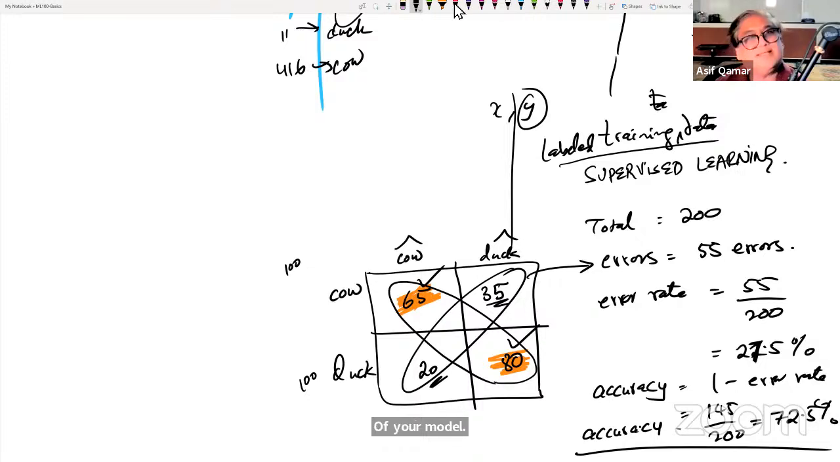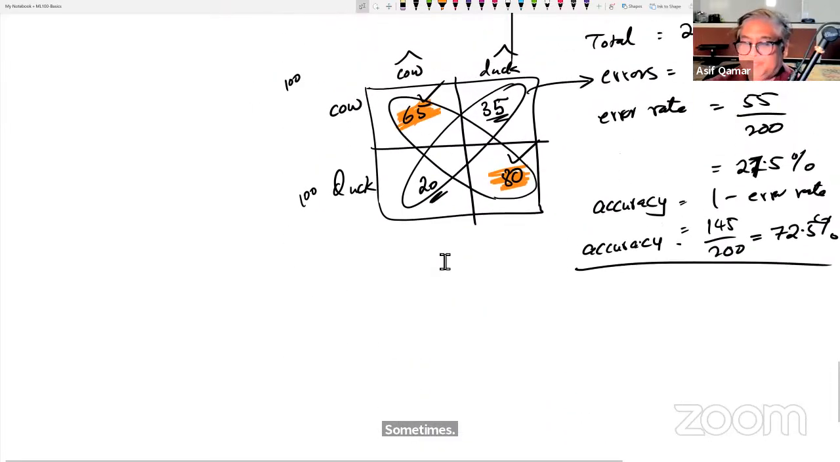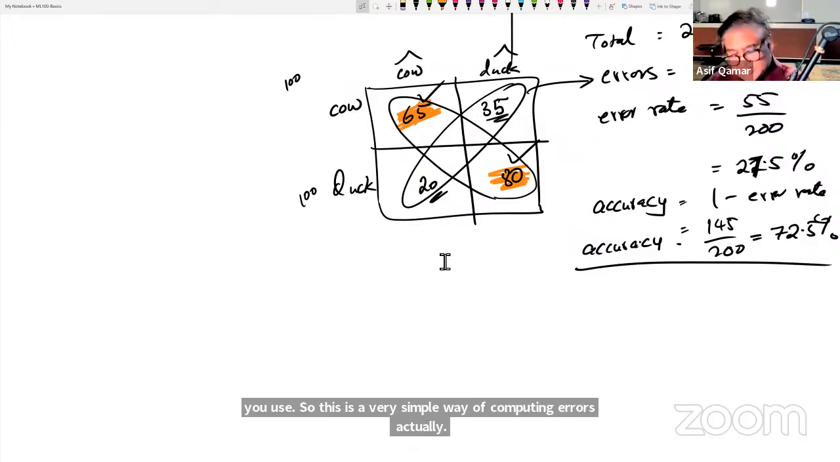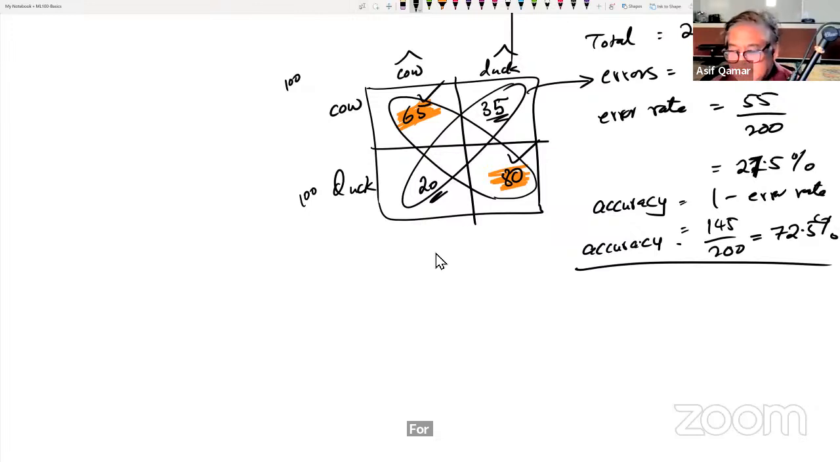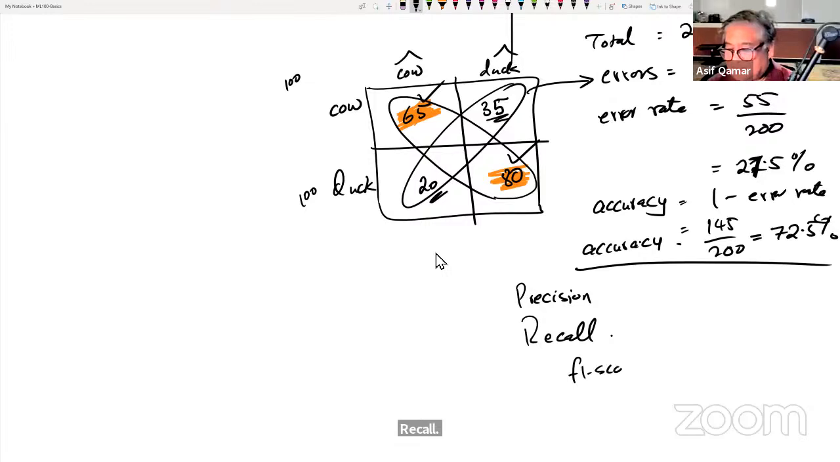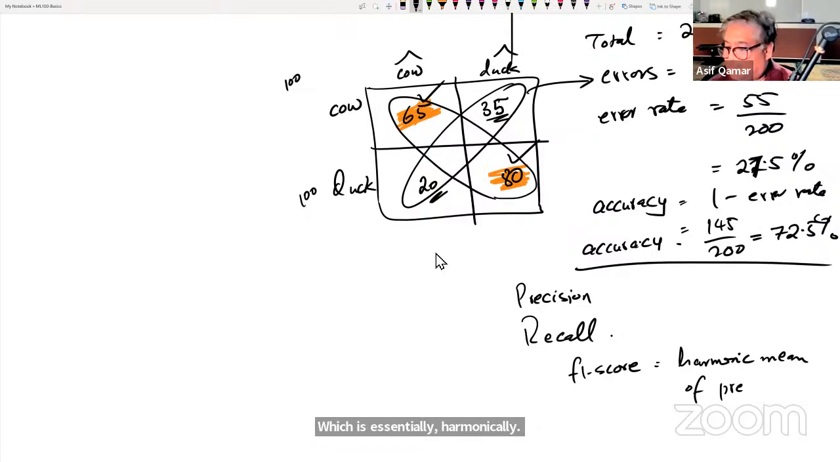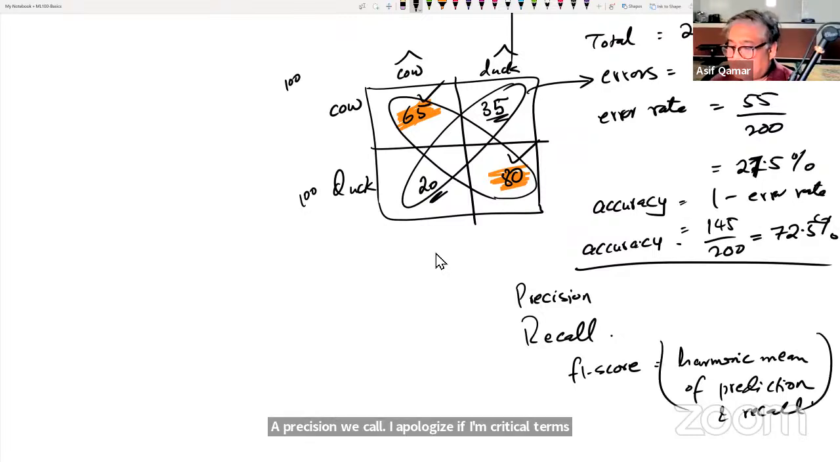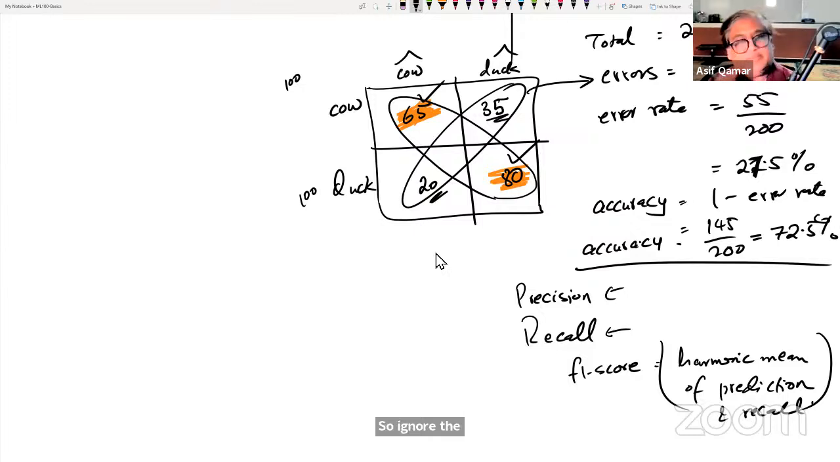Are we making sense? But sometimes it matters. There are other measures that you use. So this is a very simple way of computing errors. Actually, for classifiers, there are much more sophisticated methods. For example, there are things like precision, recall, which also come in, and F1 score, which is essentially the harmonic mean of precision and recall. I apologize if I'm throwing mathematical terms here. So ignore the F1 term. Precision and recall. Without going into their specific definitions, I'll give you a gut feeling or an intuition into that.